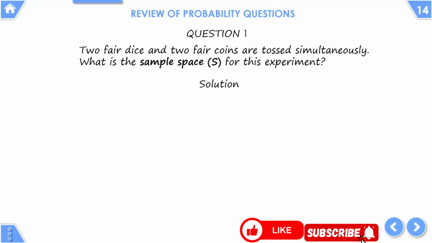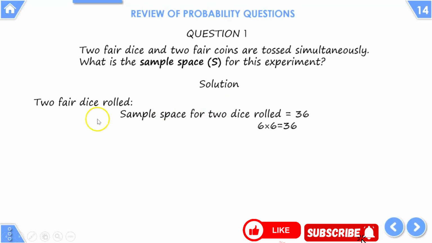Now look at that solution. So you toss 2 fair coins and 2 fair dice simultaneously. It means that you have 2 dice in your palm and you have 2 coins in your palm as well, and you toss them on the table, and you want to check the sample space that comes out of that.